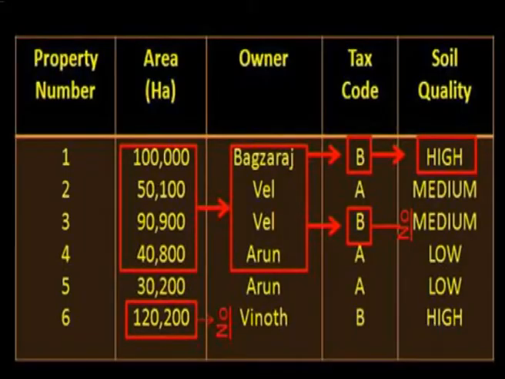There may be sets of conditions to find the most suitable site, meeting your condition fully, partly or poorly. You define the most suitable property or properties meeting conditions like area over 40,000 hectares, owner who is anyone but X or Y. The choice of X or Y is up to you. Tax code of B and high soil quality.